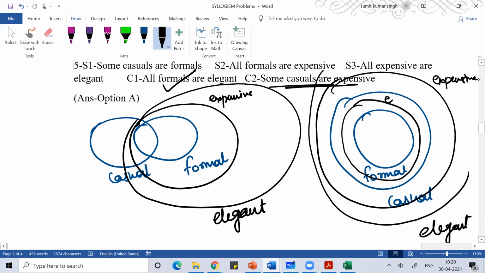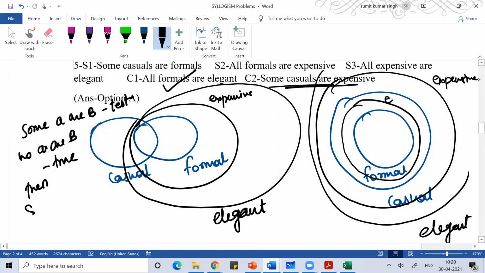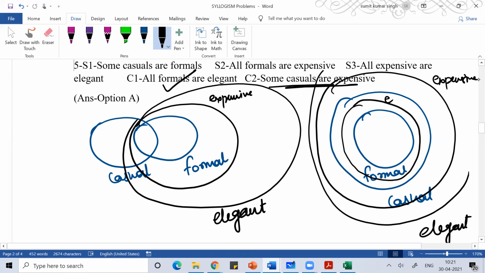So you can test this: some A are B. I'm just testing that because I need to be 100% sure. So some casuals are formal, so there's an intersection between casual and formal, right? Some casual are formal. And all formal are expensive.